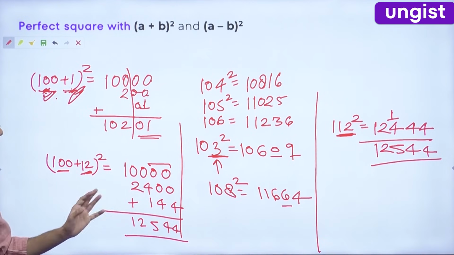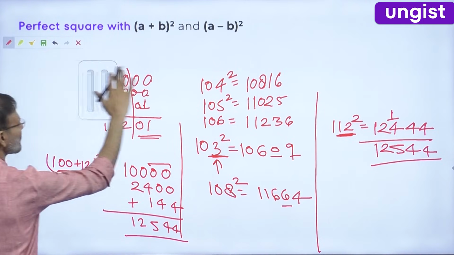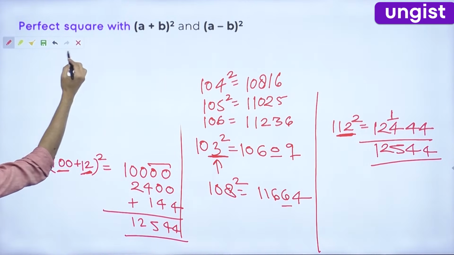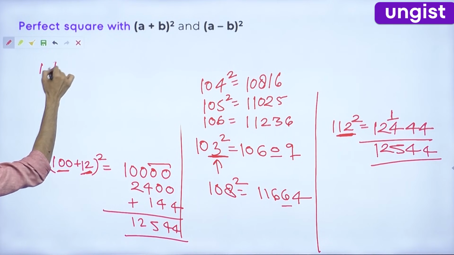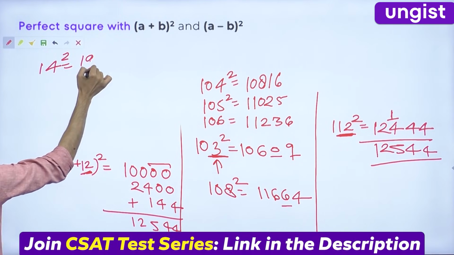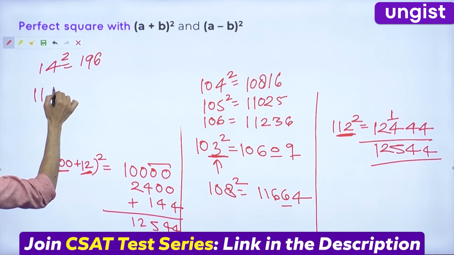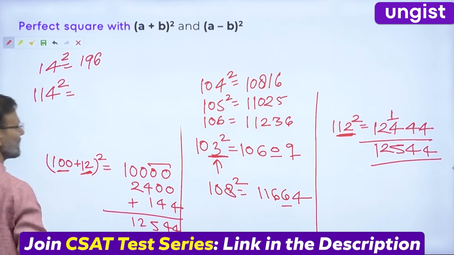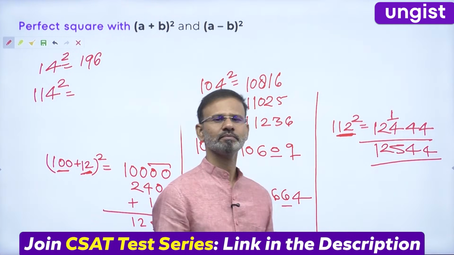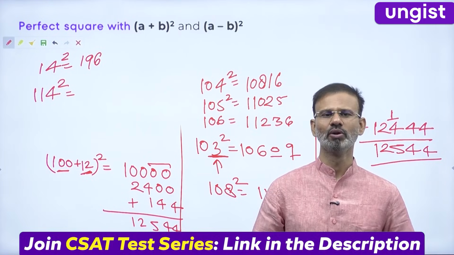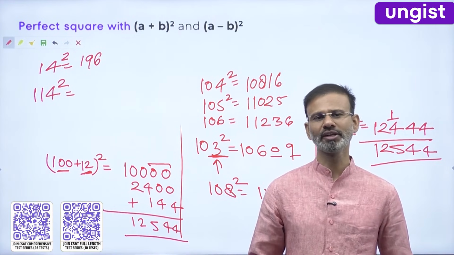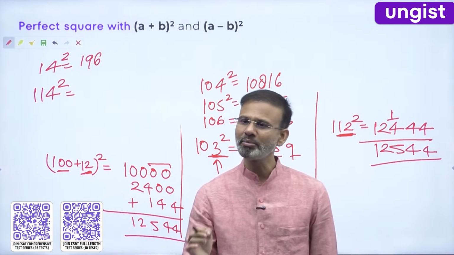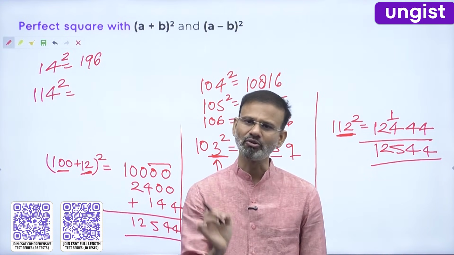Okay. Now, friends, I'm telling you the square of a number, and you need to tell me the square of another. The square of 14, I'm telling you, is 196. Now, please tell me the square of 114. All of you. The square of 14 is 196. Now you need to tell me the square of 114.